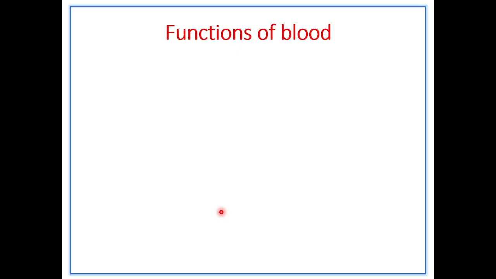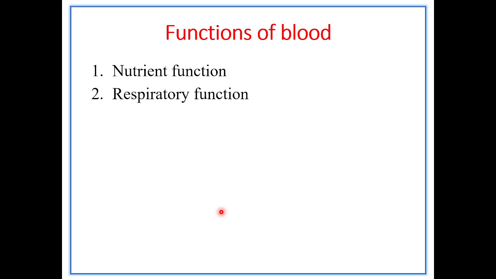Now next we will see the functions played by the blood. Number one, the first function is the nutritive function. Nutritive substances like glucose, amino acids, lipids and vitamins derived from the digested food are absorbed from the gastrointestinal tract and carried by blood to the different parts of the body for growth and for production of energy. Second function is the respiratory function. The transport of respiratory gases takes place through the blood. The O2 is carried from lungs to the different tissues and CO2 is carried from tissues to the lungs.